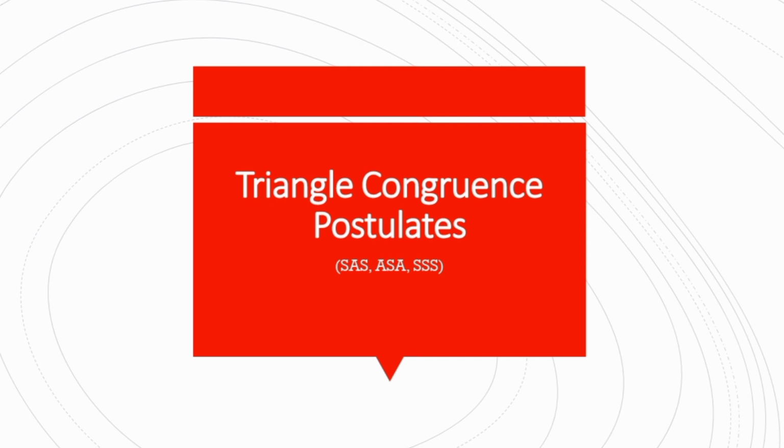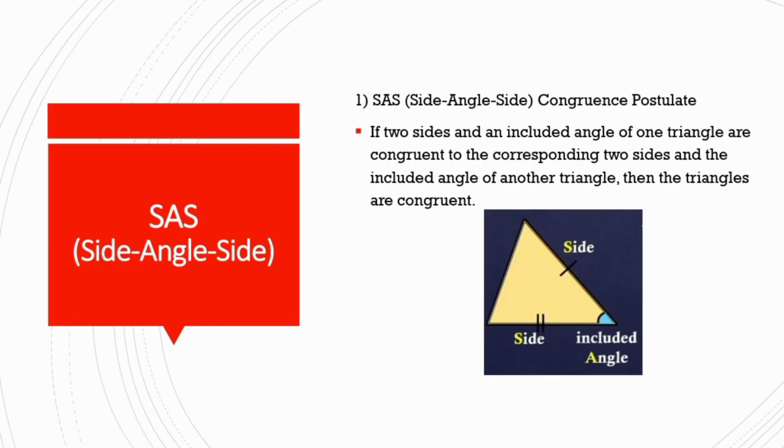Let's now move on to triangle congruence postulates. Number 1 is the SAS, or the side-angle-side congruence postulate. It says that if two sides and an included angle of one triangle are congruent to the corresponding two sides and the included angle of another triangle, then the triangles are congruent.